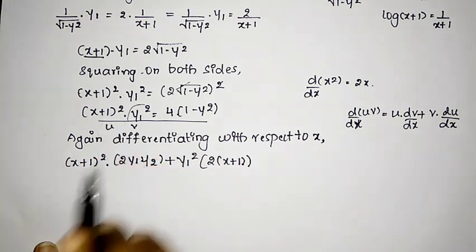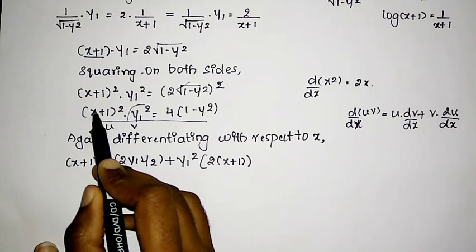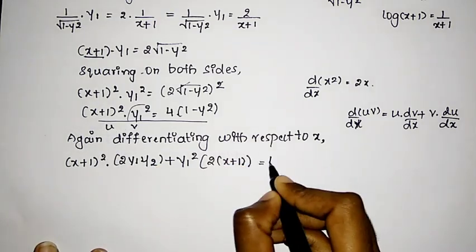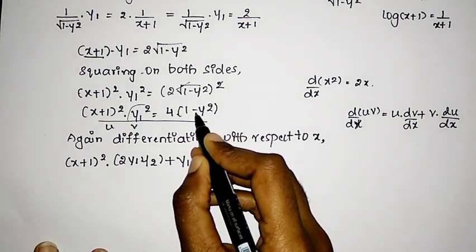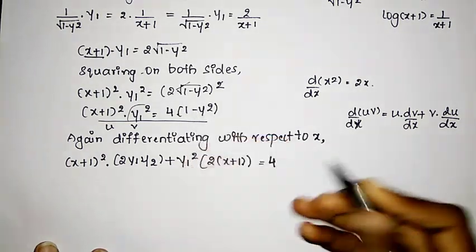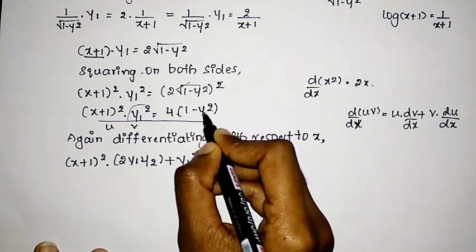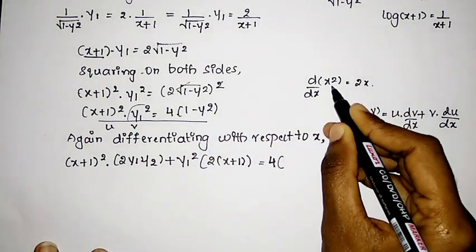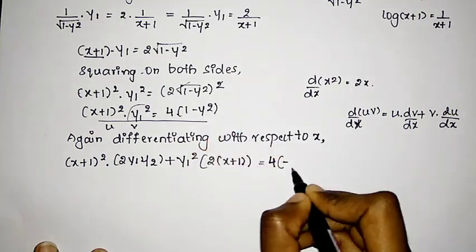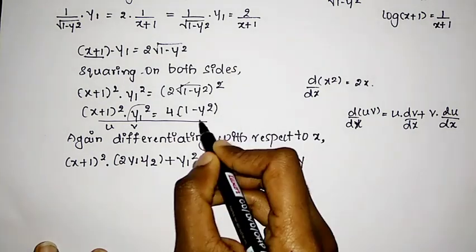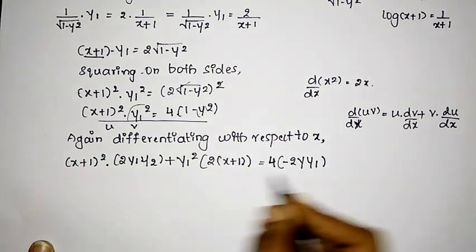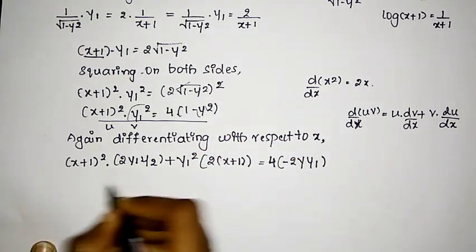2 into x plus 1. So again, differentiation of x will be 1 itself. Then again it is equal to 4 into, so what about differentiation of 1 minus y square? Differentiation of 1, a constant term, is 0. Then differentiation of y square, keeping the minus sign, is 2 into y. Again differentiating y gives y1. So this is the equation we have obtained.